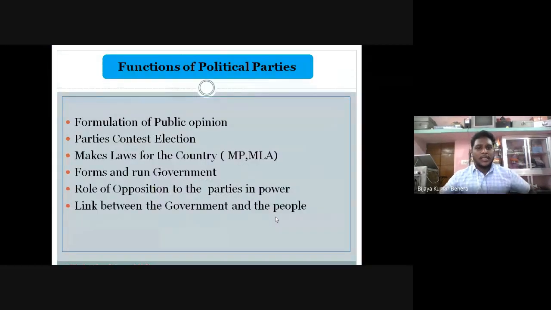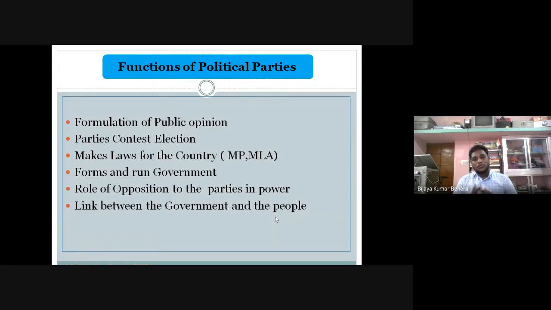So next we will discuss the functions of political parties. As we have discussed, we form political parties to run a government. What are the different functions? What functions are they going to perform in political parties? Why do they form political parties? The question arises, what functions are they going to perform for us?